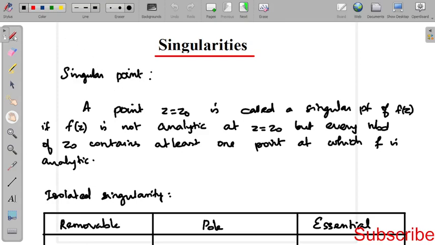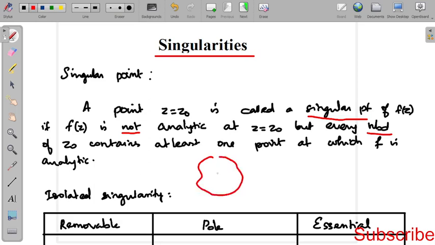Hi dears, today we can see some results on singularities in complex analysis. So first we can see what is a singular point. A point z naught is called a singular point if f of z is not analytic, but every neighborhood of z naught contains at least one point in which f is analytic.